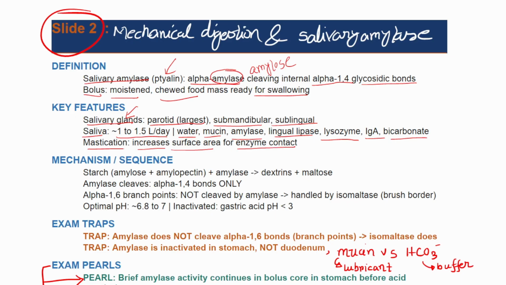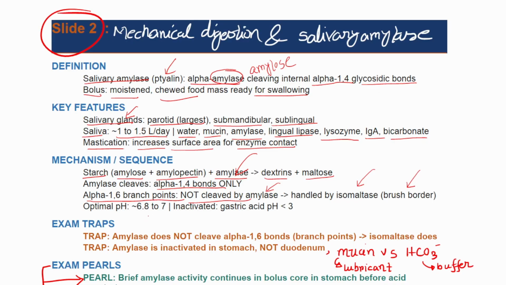The biochemical pathway of starch digestion follows the sequence where starch comprising amylose and amylopectin reacts with amylase to yield dextrins and maltose. The amylase we're talking about only cleaves the alpha-1,4 bonds inside the starch. To be more precise, it breaks the amylose only. The alpha-1,6 branch points are not cleaved by amylase, rather they are handled by isomaltase, which is located in the brush border of enterocytes. More on that later.